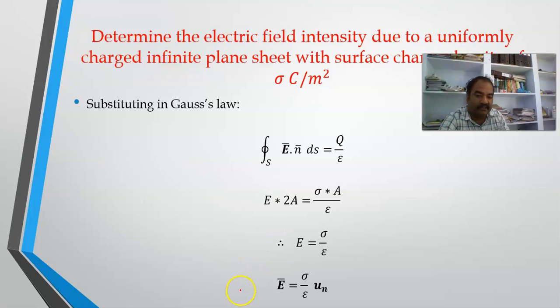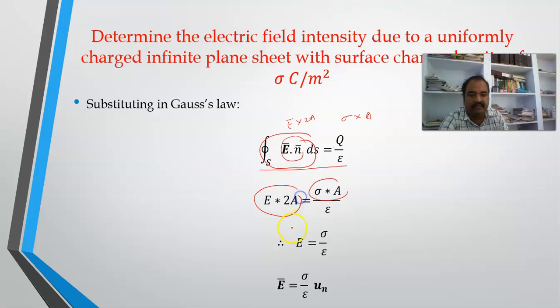So now I will equate these two. See, this is the equation, right? So this value, what I have got as E into 2A, this entire equation, whereas Q is equal to sigma into A. Right? So what I will get? E is equal to sigma by 2 epsilon. If I consider it as a vector, then this is the expression. So this is the electric field due to a surface charge which is having a uniform density, in coulomb per meter square.